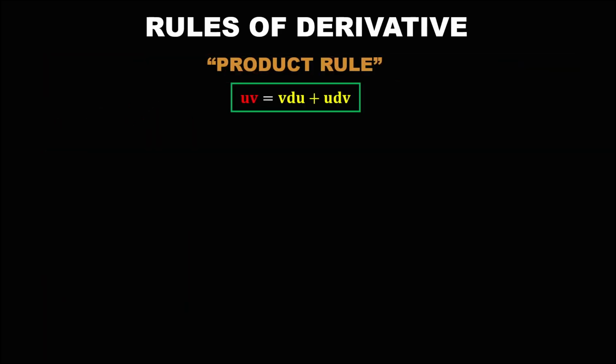So for the next rule of derivative, the product rule, we have u times v is equal to v times the derivative of u, then plus u times the derivative of v. So if we have this given, y equals 3x plus 5 times 7x minus 4. To find the derivative using the product rule, this is u times v. So u is equal to 3x plus 5.